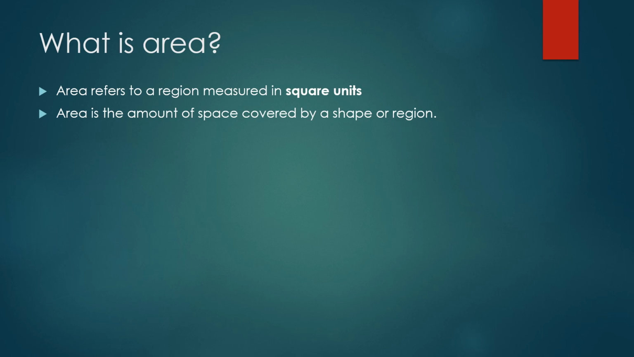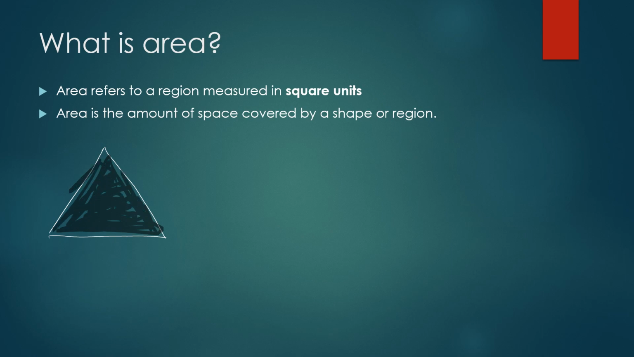Area is the amount of space covered by a shape or region. If we were to take a triangle, for example, we know that the perimeter is the sum of the three sides of the triangle. But if we want to look at area instead, we're going to look at the inside of the structure. In other words, how much space is the triangle covering on the slide itself.